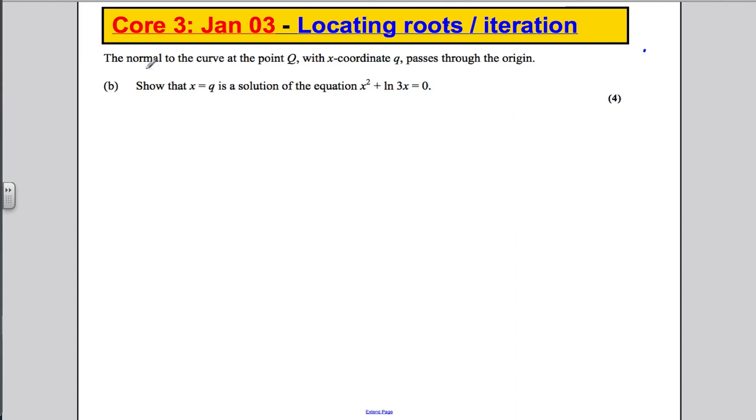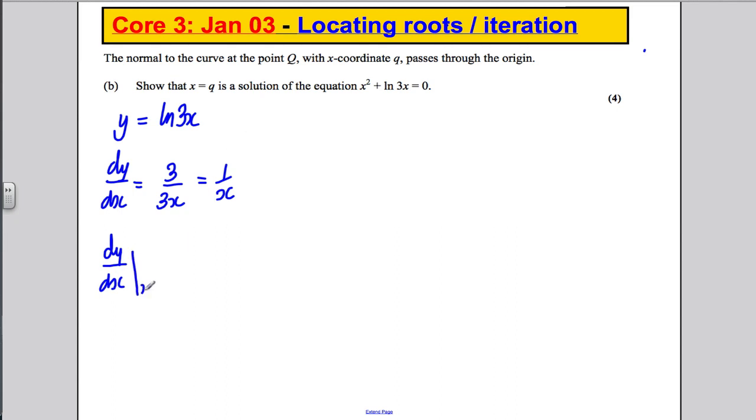Well, what can we do here? What we can do is we know that our original equation is y is equal to ln of 3x. And we know that dy by dx, if we differentiate this, would be the differential of 3x, which is 3, over the expression inside the ln, which is 3x, so it would be 1 over x. So dy by dx, the gradient of the tangent at the point x is equal to q would be 1 over q. So therefore, gradient of the tangent is 1 over q. Therefore, the gradient of the normal, its negative reciprocal, is negative q.